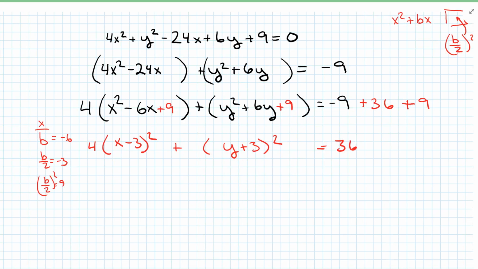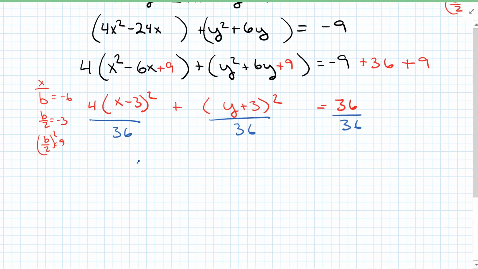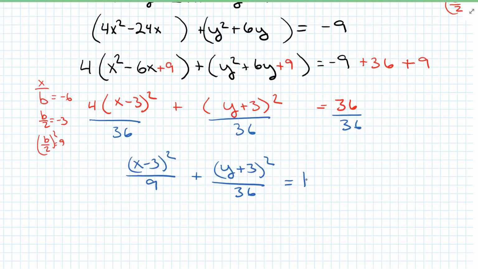We got to get it in standard form, so divide everything by 36. So this is going to be x minus 3 squared over 9 plus y plus 3 squared over 36 equals 1. All right. So now let's find the foci and then sketch the graph and find the center.